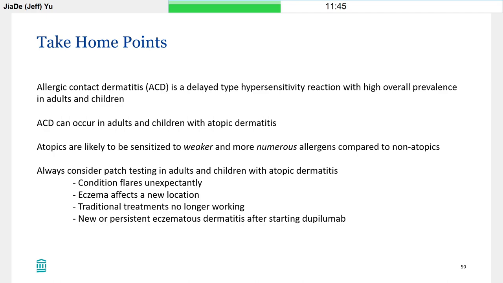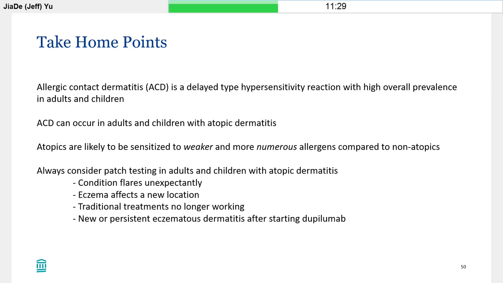A lot of us who don't have AD might not moisturize at all versus people who have AD are used to slathering all sorts of stuff on their skin that potentially can serve as sensitizers for them in the future. And we always consider patch testing in adults and children who have AD because you never know how much of it is AD and how much of it is allergic contact dermatitis.